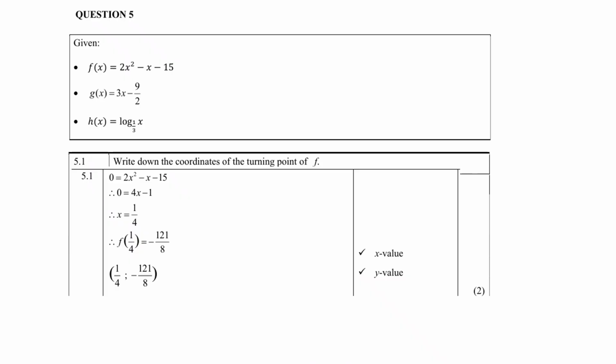So you take your quadratic function and you differentiate it and set it equal to 0. And then you get x equals a quarter. Then you substitute a quarter into the original equation and you should get negative 121 over 8. This doesn't take long, people. Take notes, only 2 marks. And this is calculator work, so this shouldn't take long. So the final answer therefore is a quarter, negative 121 over 8.